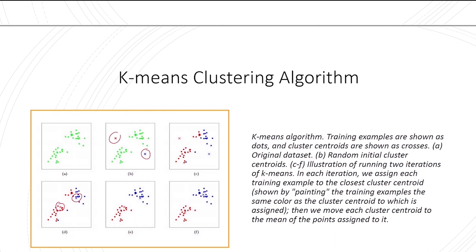We update the groups. For example, right now these red ones are not red anymore because they're closer to this new centroid. As you can see in F, we updated the positions of the centroids again. There isn't any node that wants to change their cluster, so the algorithm is ended.